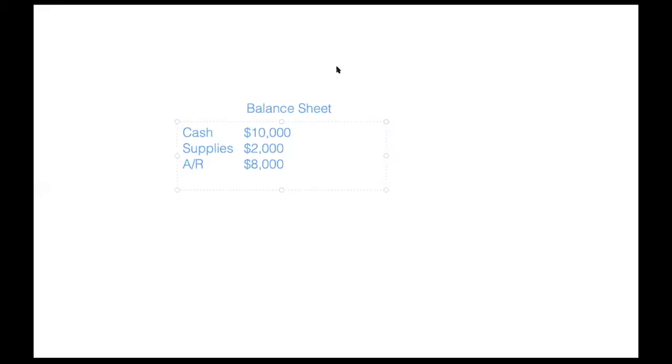Let's assume this is the beginning of our balance sheet. We have cash at 10,000, supplies at 2,000, accounts receivable of 8,000. The allowance for doubtful accounts is a contra accounts receivable account, meaning that it is linked with the accounts receivable account, but it does the opposite. It brings it down. The allowance for doubtful accounts will subtract from this number.